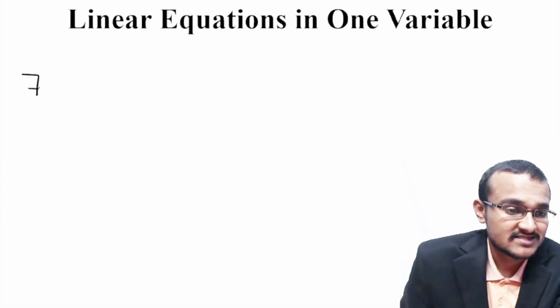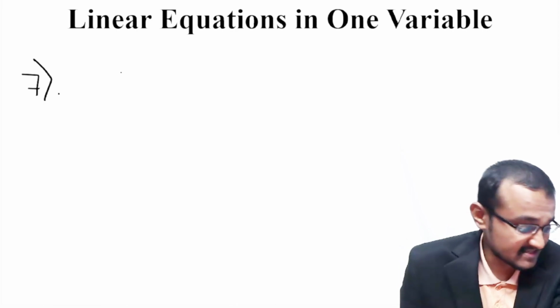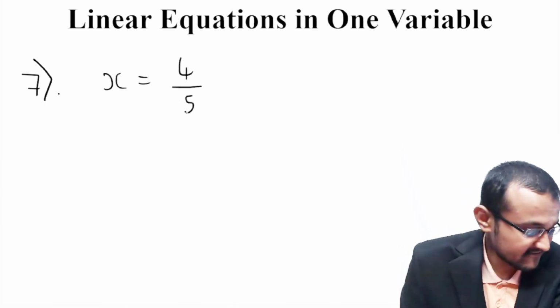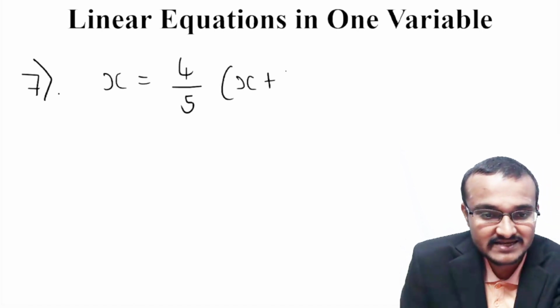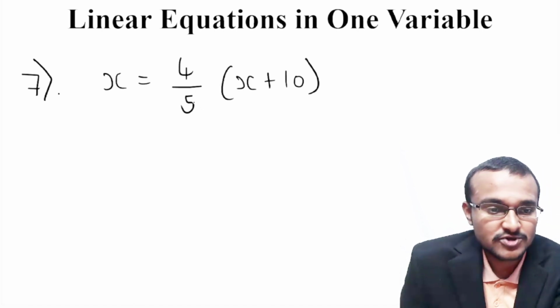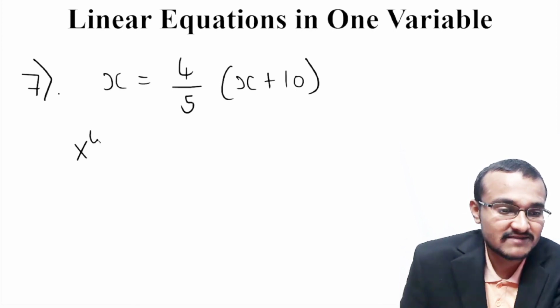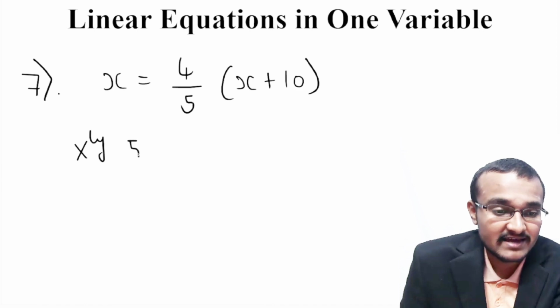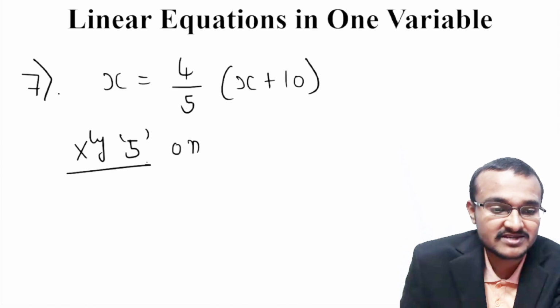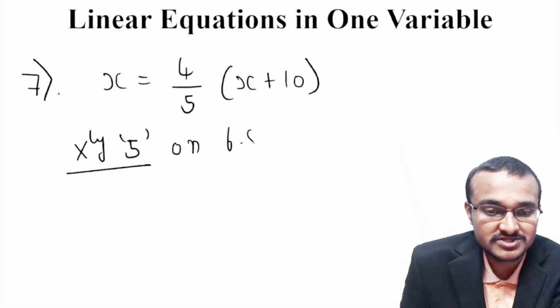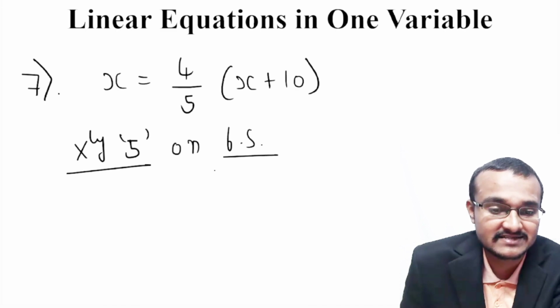Now I will solve the 7th question in this exercise 2.1. That is x is equal to 4 by 5 into x plus 10. If you solve this equation, you have 5 here, so I should get rid of this 5. So I will actually multiply 5 on both sides. If you are performing a certain kind of operation like multiplying by 5, then you should do that on both sides, that is on both LHS and RHS.